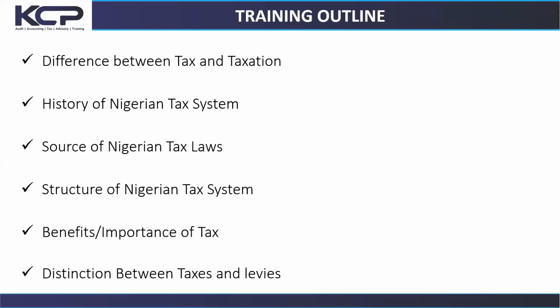We look at the structure of the current Nigerian tax system. We consider the benefit or importance of tax. Does this come with any benefits? We have a review of these in the course of this section. We will also look at the distinction between tax and levies. What are the differences between tax and levies?